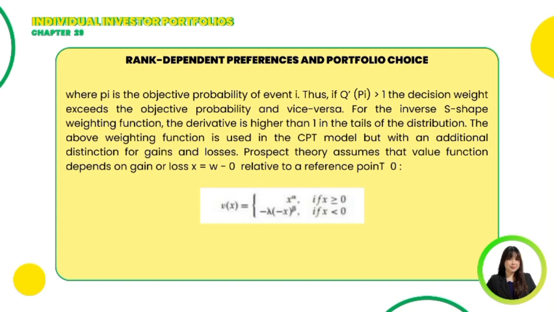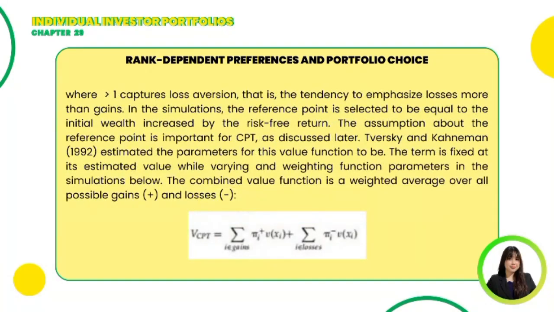The above weighting function is used in the CPT model, but with an additional distinction for gains and losses. Prospect theory assumes that the value function depends on gain or loss, x equal to W minus W0, relative to a reference point W0, where lambda captures loss aversion, that is the tendency to emphasize losses more than gains. In the simulations, the reference point is selected to be equal to the initial wealth increased by the risk-free return. The assumption about the reference point is important for CPT. As discussed later, Tversky and Kahneman 1992 estimated the parameters for this value function to be as shown. The lambda term is fixed at its estimated value while varying the weighting function parameters in the simulations below.